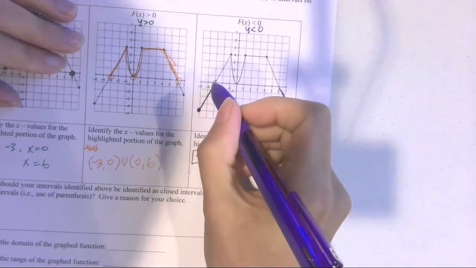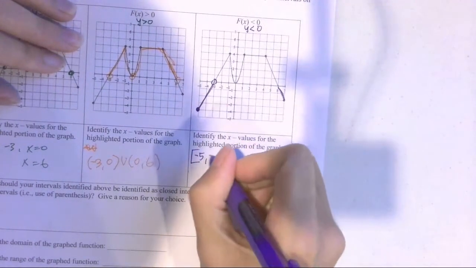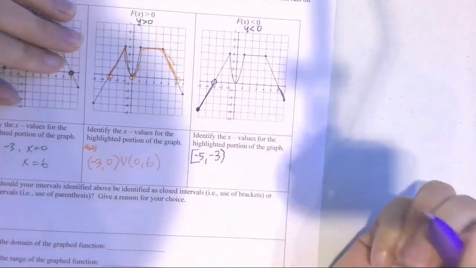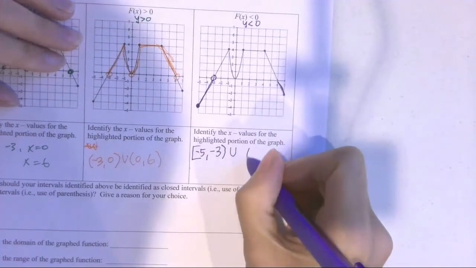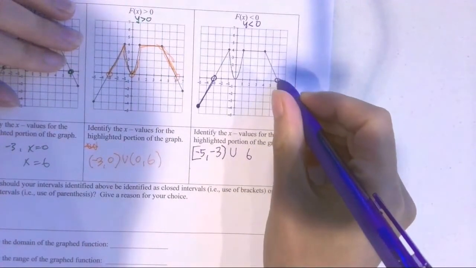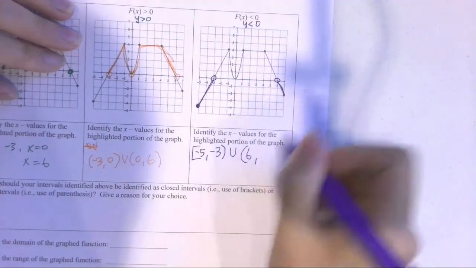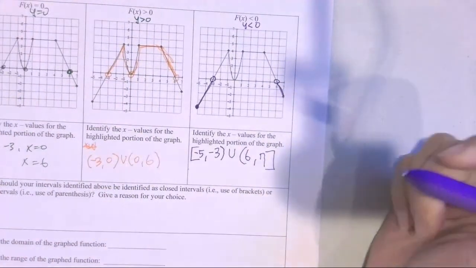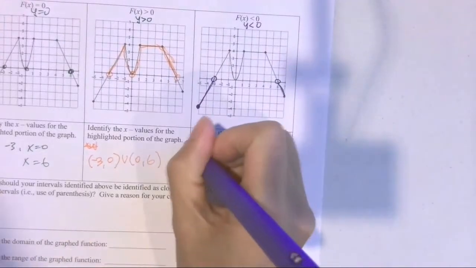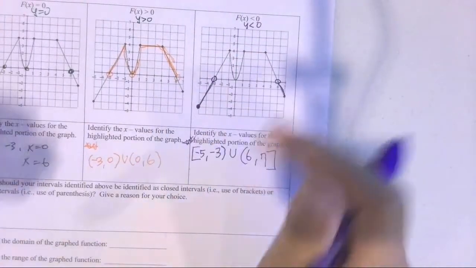At negative 3, that's on it. I don't want it on it. I want it below it. So negative 3, parentheses, union with. The new one starts at 6. Open circle. I just want it below. 2, 7. Gotta include that 7 since it's a closed circle below the x-axis. So it's a bit confusing. Okay, so you need to pay attention.